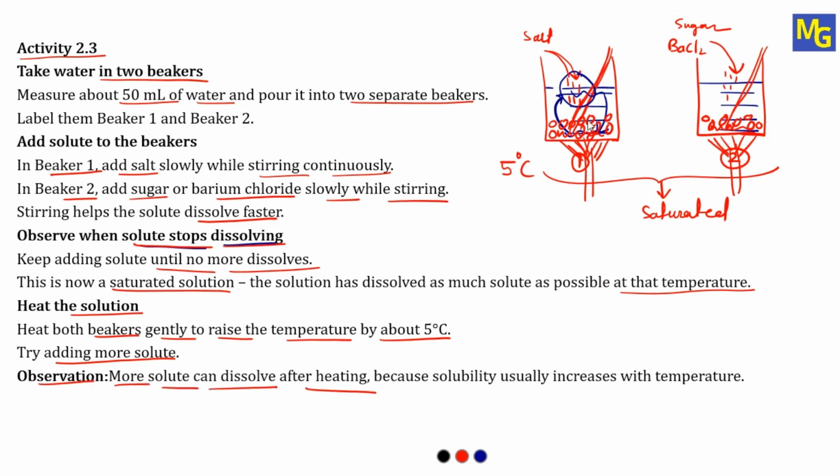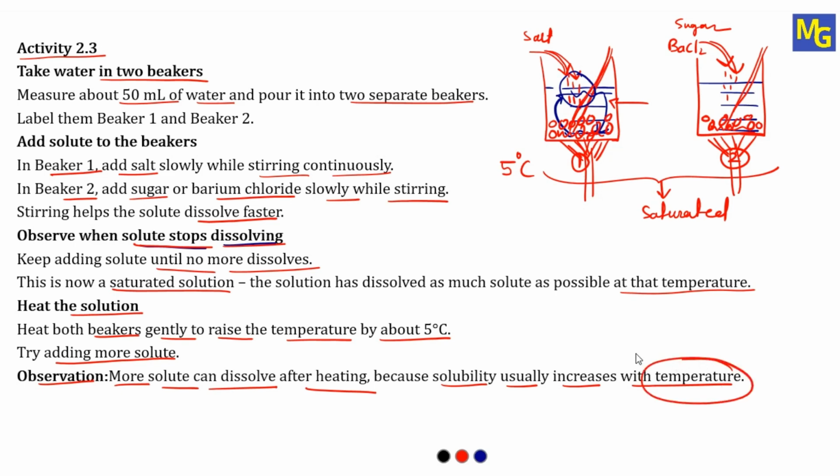So once it gets dissolved by heating, again you can add salt and check. Is it dissolving? In the second beaker, again you can add sugar and check. Is it dissolving? So it will get dissolved because of increasing the temperature, because solubility usually increases with temperature. So the capacity of this water or the solvent to dissolve the solute increases as we increase the temperature.